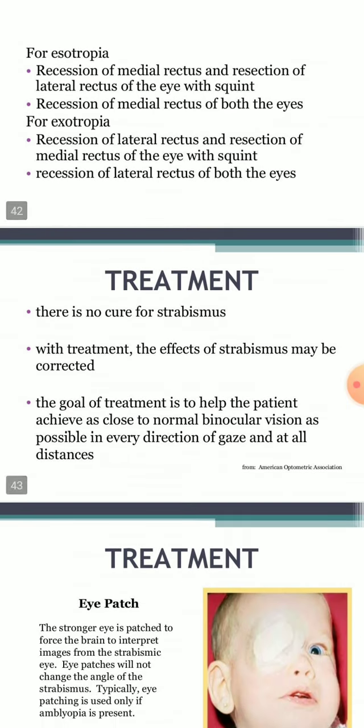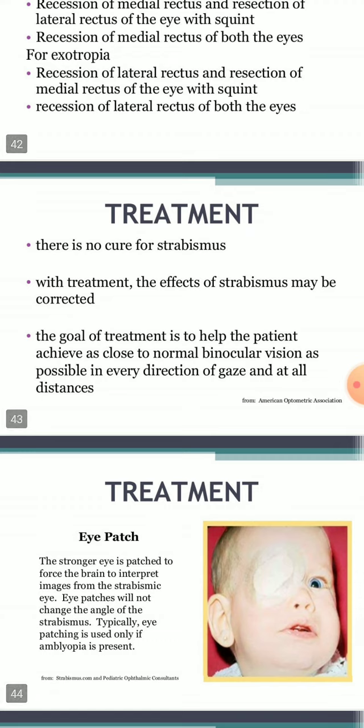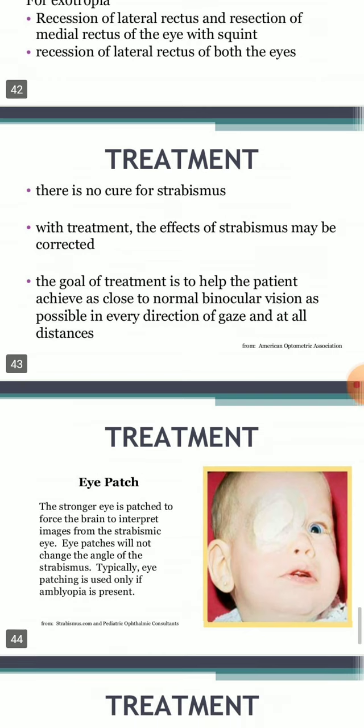For esotropia, resection of the medial rectus and recession of the lateral rectus of the eye with squint, or recession of medial recti of both eyes. For exotropia, resection of the lateral rectus and recession of the medial rectus of the eye with squint, or resection of lateral recti of both eyes.